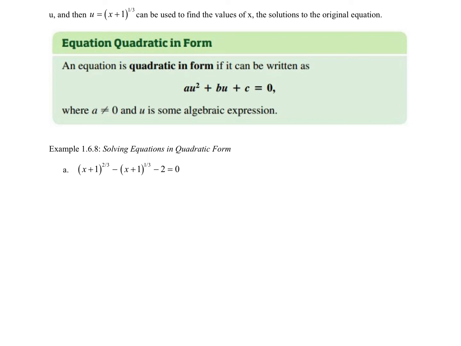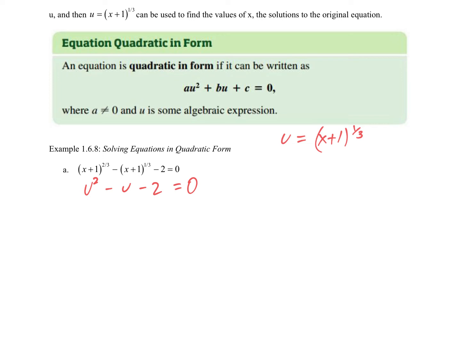Again, to be in quadratic form, the key thing is that we can rewrite it in this form, au squared plus bu plus c, the traditional quadratic form. And all that means is the first term has a power that is twice the second term, okay? So once again, let's use our substitution. U is going to be x plus 1 to the 1/3 power. So this is going to lead us to u squared minus u minus 2 equal to 0, okay?